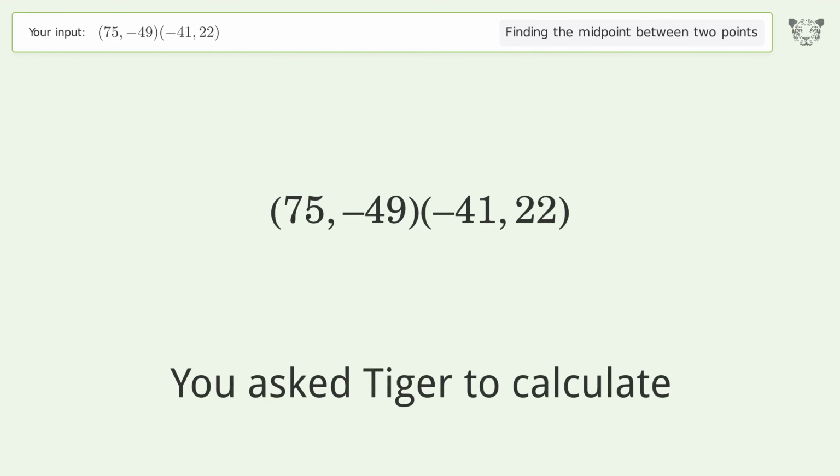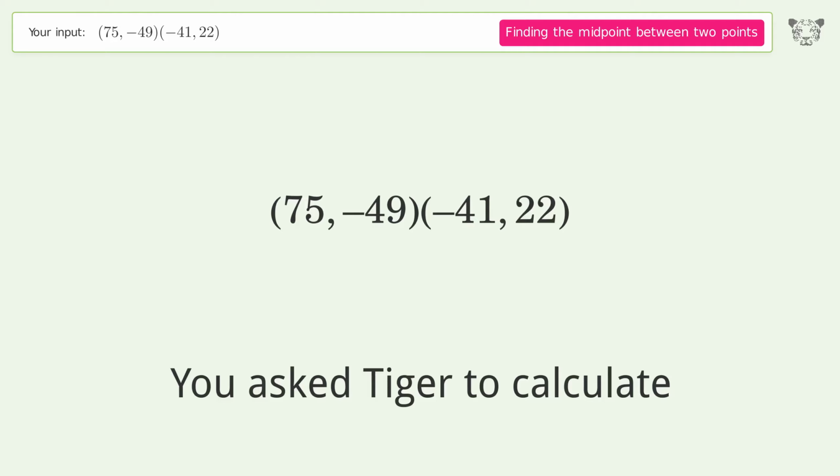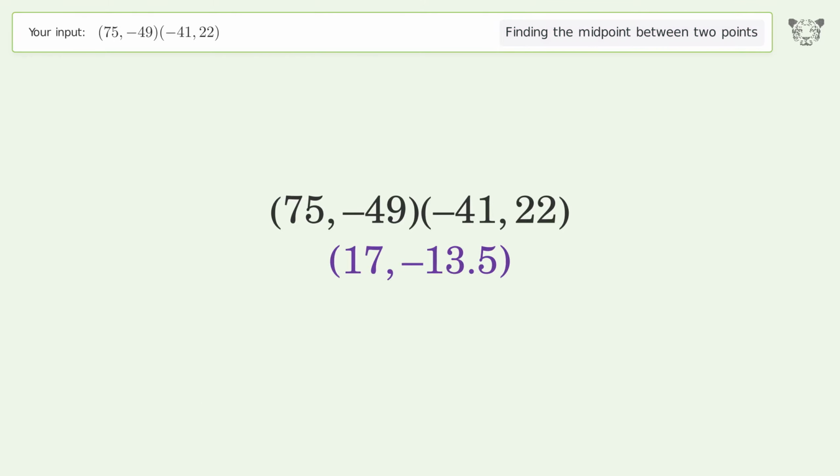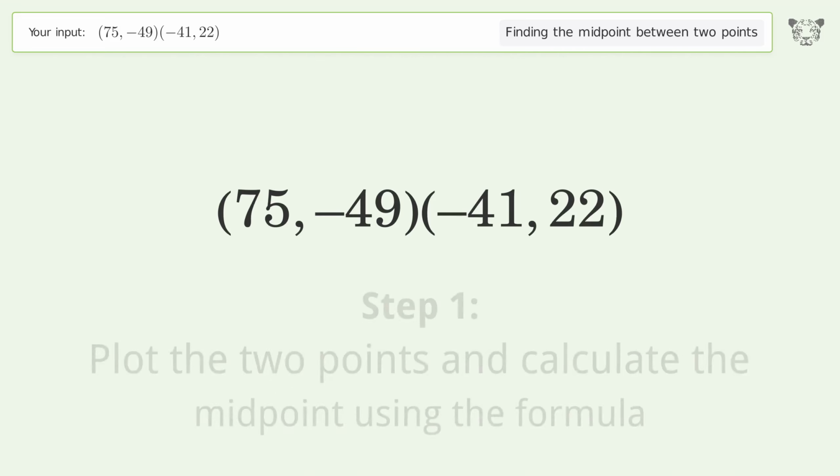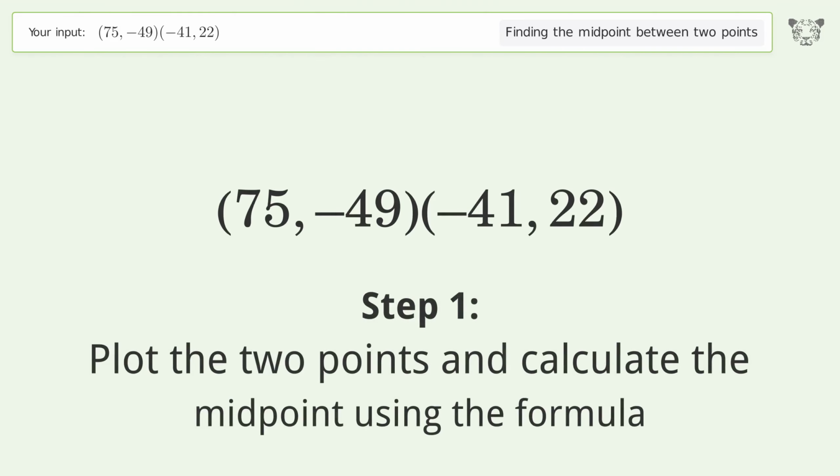You ask Tiger to calculate. This deals with finding the midpoint between 2 points. The midpoint between the 2 points is 17, negative 13.5. Let's solve it step by step. Plot the 2 points and calculate the midpoint using the formula.